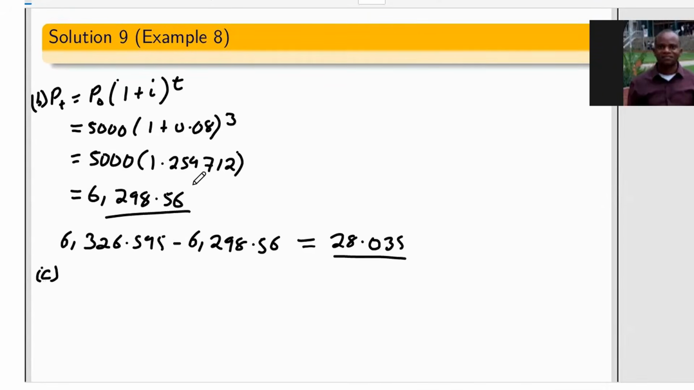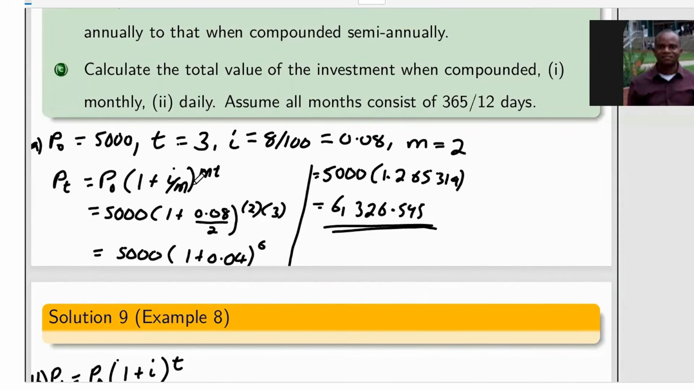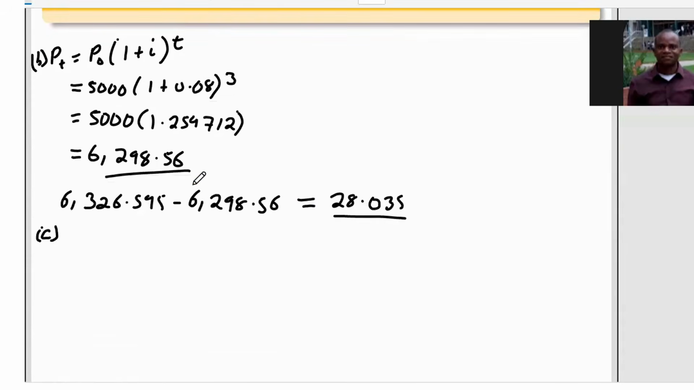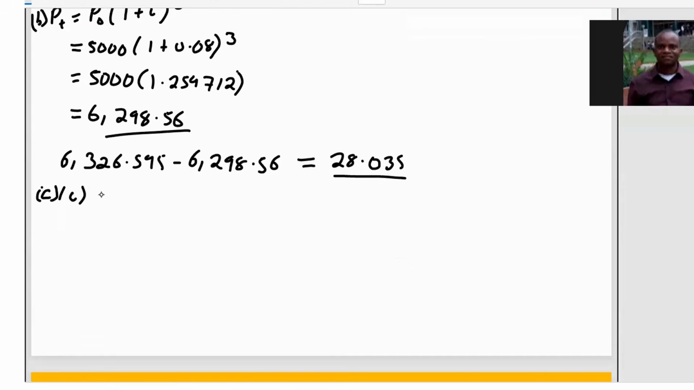So remember, part C has got two parts. It says calculate the total value of the investment when compounded monthly. So let's start when interest is compounded monthly. So in this case, that's 1. So still, the investment is 5,000, meaning that P naught is equal to 5,000. I remains 0.08. Then let's see, T is equal to 3 years.